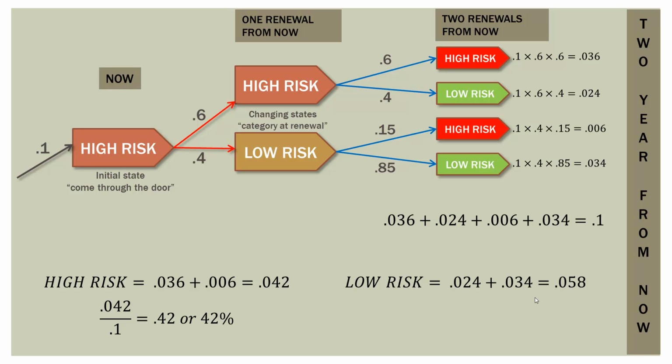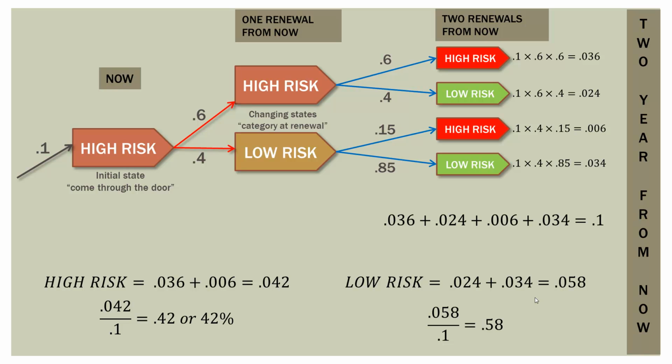And that's exactly what we found on the previous slide using the matrix. Now, same thing on this side. For low risk, we take 0.058 divided by 0.1, and that is 0.58, which again is exactly the same thing we found on the previous slide.